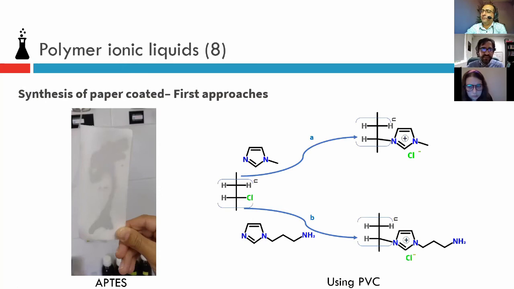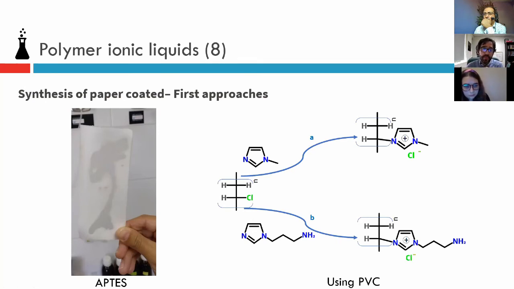For doing that, we checked different approaches. One of them is to introduce, for example, amine groups into the paper surface using a silane. We didn't obtain good results with this approach, but theoretically it can be possible, because the distribution of this polymer was not homogeneous. We also used polyvinyl chloride as a support on the paper to introduce this polymeric ionic liquid. In the same way, we didn't obtain good coverage of the polymeric ionic liquid on the paper.